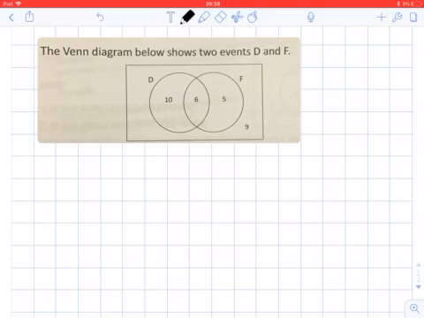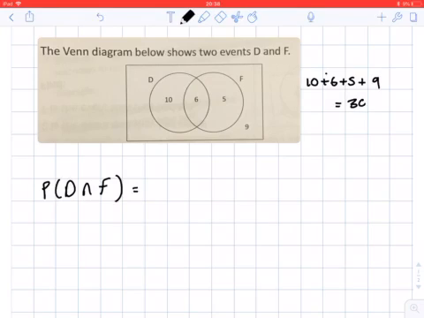So the first thing we're going to work out is the probability of D ∩ F. Now, obviously, to work out probability, we also need to know the total of all the outcomes. So if I add all the elements in this section together, I have 10 plus 6 plus 5 plus 9, which comes to 16, 21, 30. So there are 30 elements in this altogether.